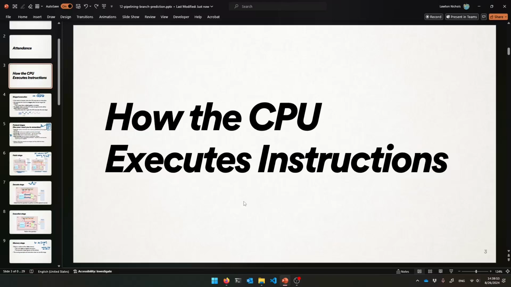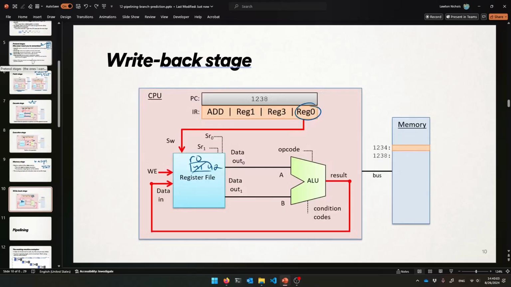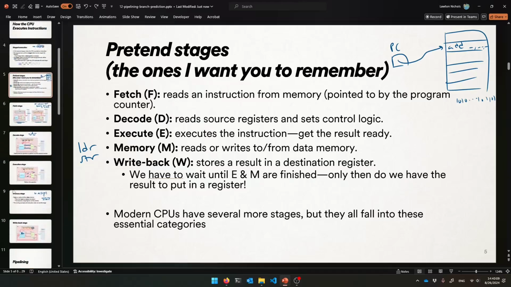If you want to learn more, I'm forcing you to now take an upper division computer science class or a computer engineering class. All right, so yeah, these are very key stages that I want you to remember. Let's see, so you'll read about this in your book as well.